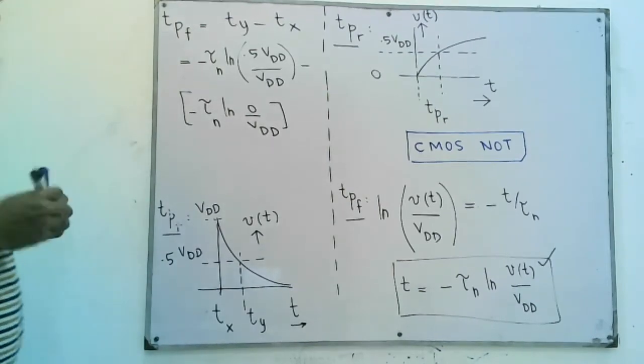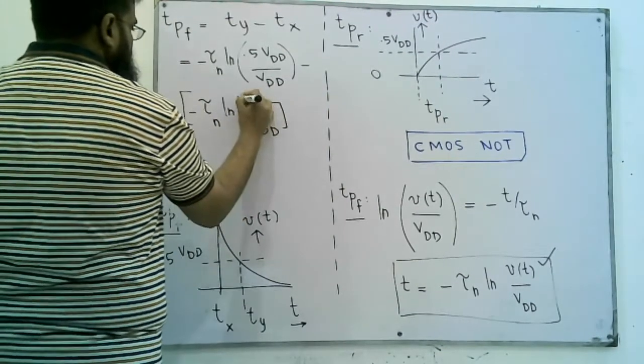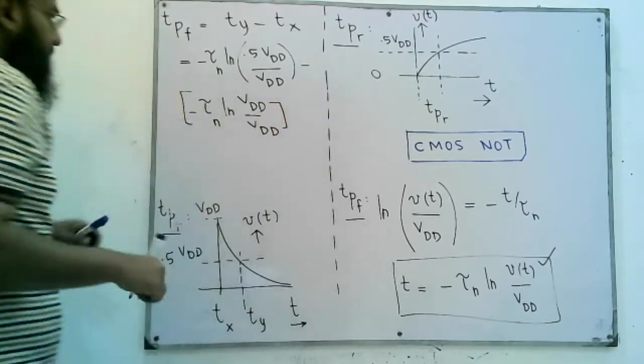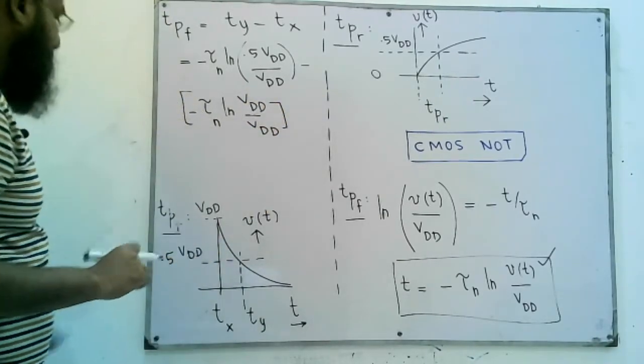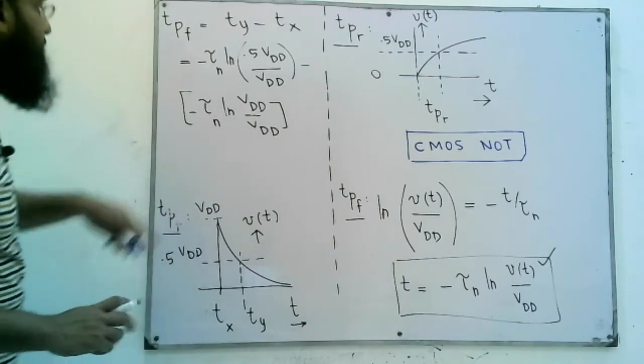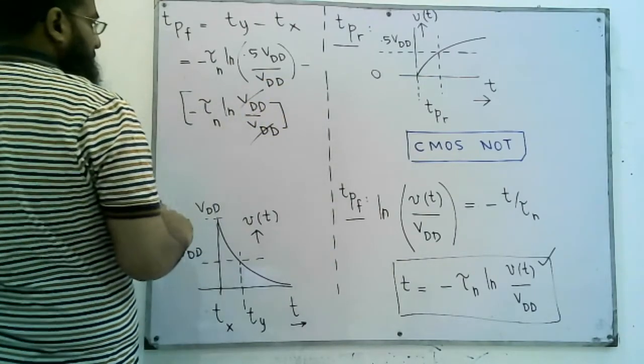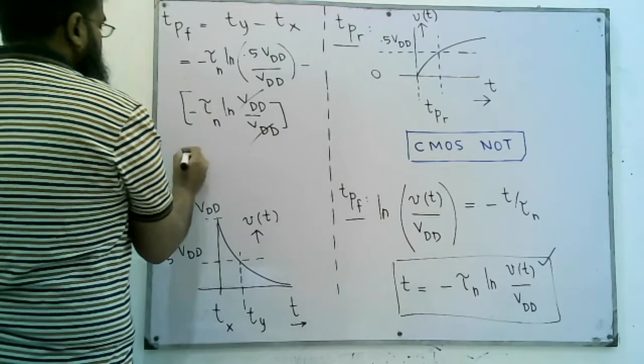It's not 0, it's VDD, right? So this is minus tau n log of VDD over VDD. VDD over VDD is 1, and log of 1 is 0, that's right.